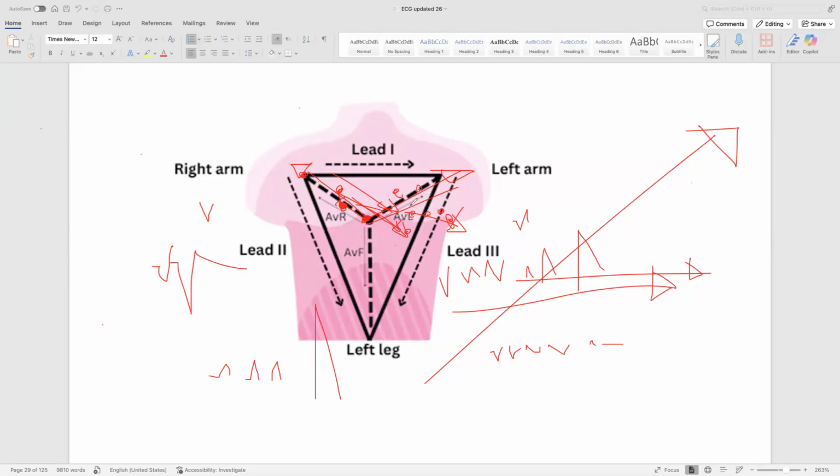Other causes are left ventricular hypertrophy, right ventricular hypertrophy, and left bundle branch block. There will be poor R wave progression. And the other causes are cardiomyopathy. All right. Any questions so far?